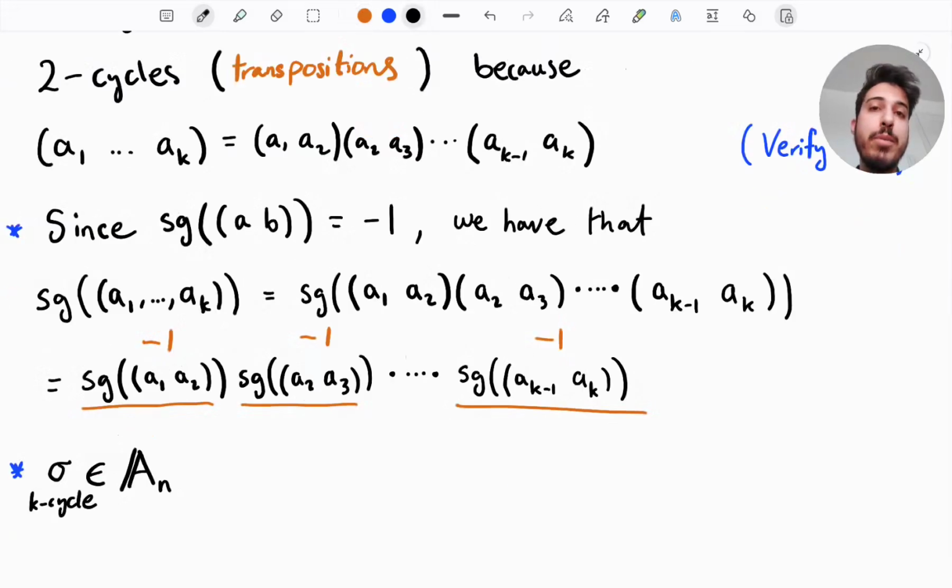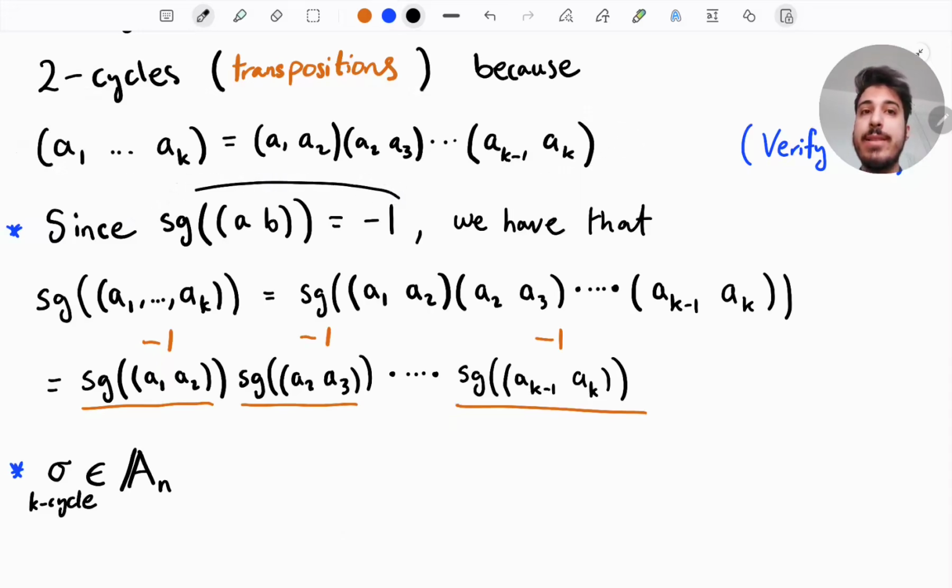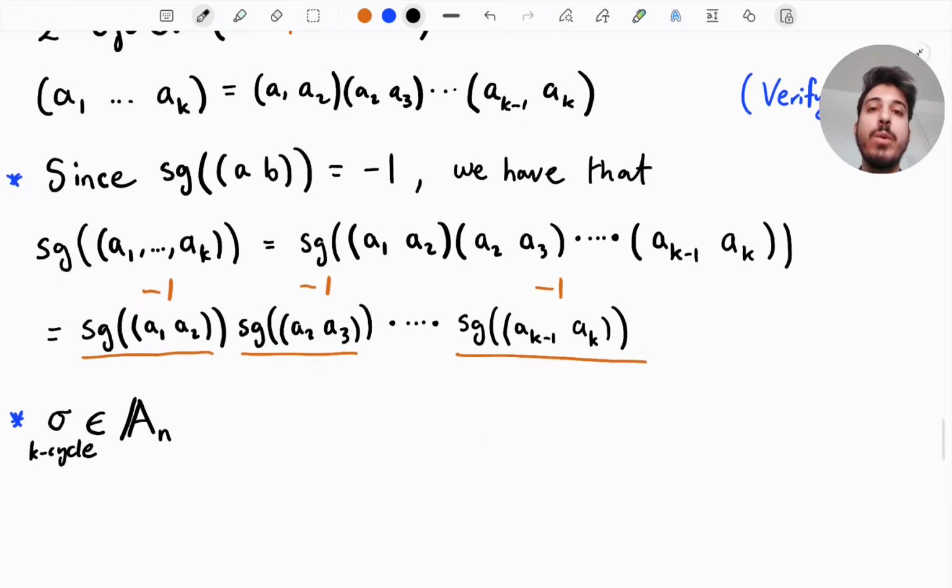So now, since every permutation in Sn can be decomposed into different cycles, a 2-cycle, a 5-cycle, a 7-cycle, and so on, and since every cycle can be decomposed into transpositions, as you've seen here, and since every transposition has a sign of -1, we can characterize every permutation in Sn by transpositions. So we will look at the sign of each transposition, we will count the number of transpositions, and this will give us information about whether sigma is an even or an odd permutation. So let us start with just k-cycles.